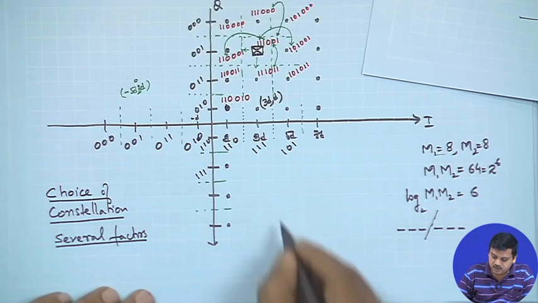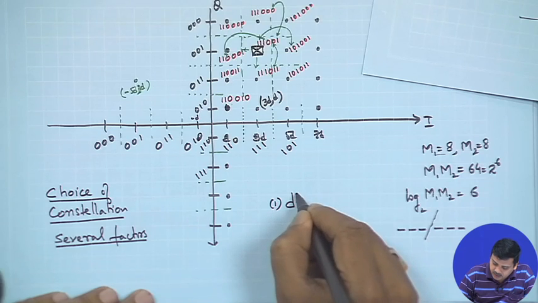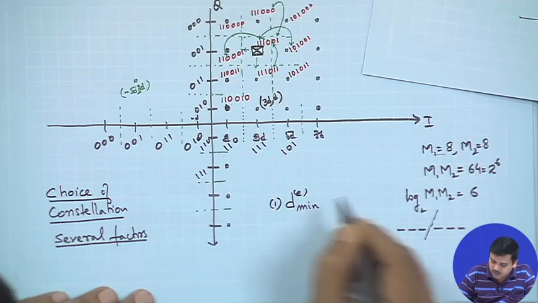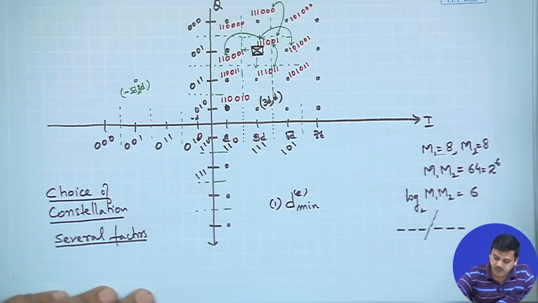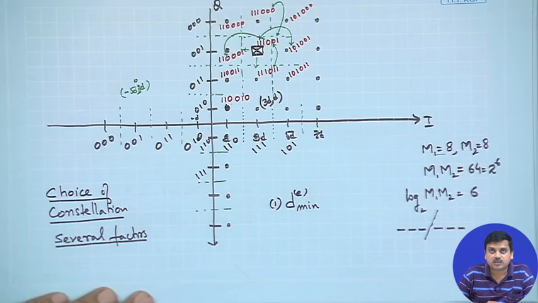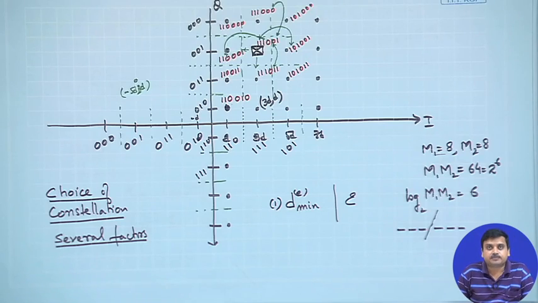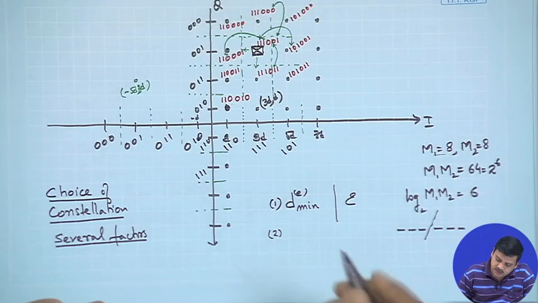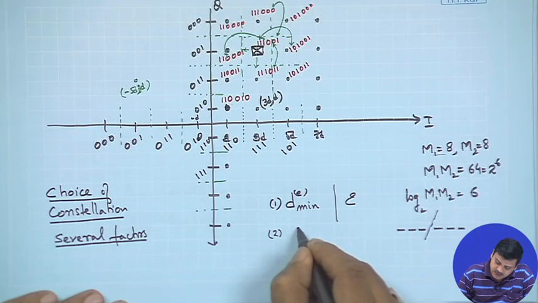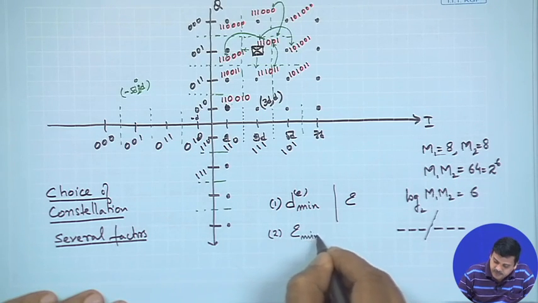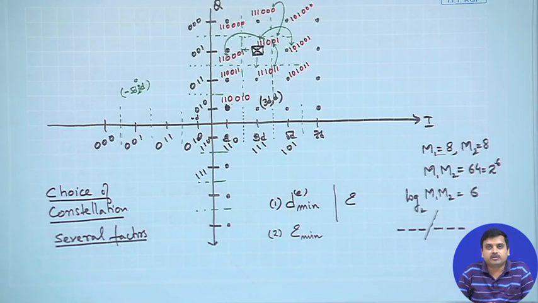Among several factors, one of them could be d Euclidean distance minimum. That means you are talking about the minimum Euclidean distance between two constellation points constrained by a certain energy of the constellation. So, we would like to keep the distance between two constellation points as far apart as possible with a certain energy constraint. There could be another condition that you would like the constellation which has minimum energy. It depends upon the particular requirement.